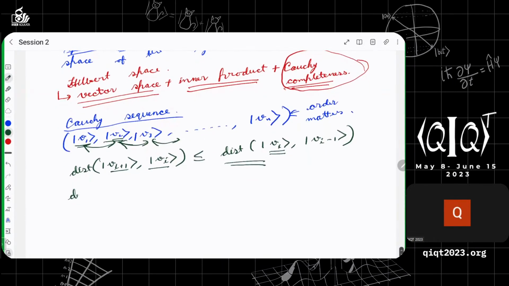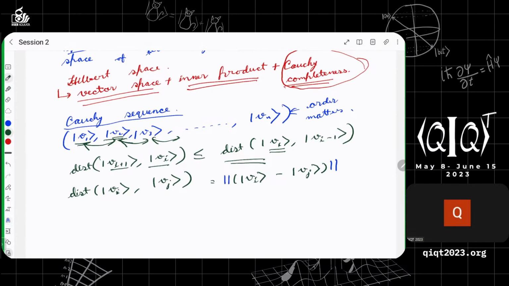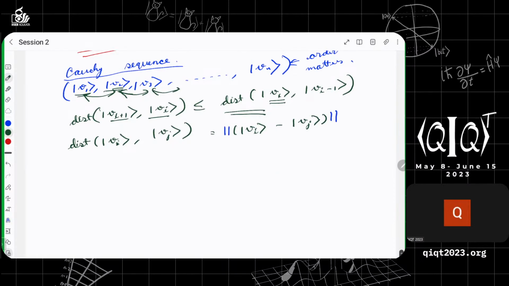Now, how do we describe distance in a vector space? So the distance between, say, some Vi and Vj, we do it just with the help of the norm. So the norm of Vi ket minus Vj ket. Maybe I'll do it in a different color, the norm, so that it's clear. Yeah. So that's how we would describe the distance between two vectors in the vector space.